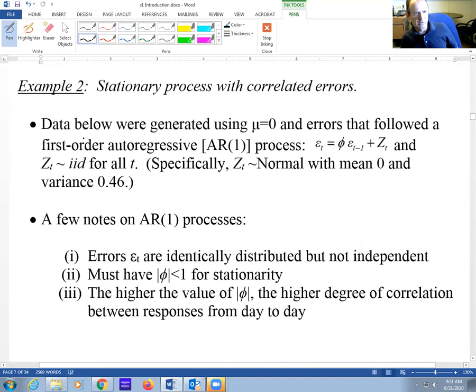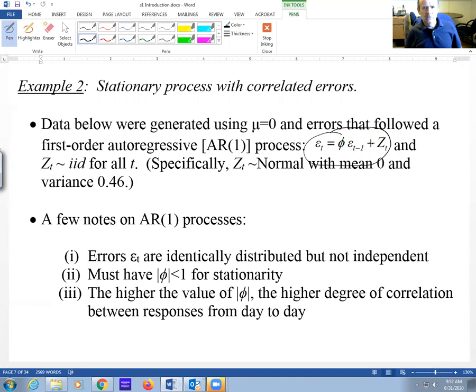So you could have a stationary process with correlated errors. You guys are probably familiar, if you had 6612, you probably talked about the AR1 process, first order autoregressive process. So here we're saying that the error on day t is some fraction of what it was the previous day, as long as phi is positive. That's how you can interpret it. The error today is some fraction of what it was yesterday plus some noise. So z has a normal distribution, mean 0 and some variance.